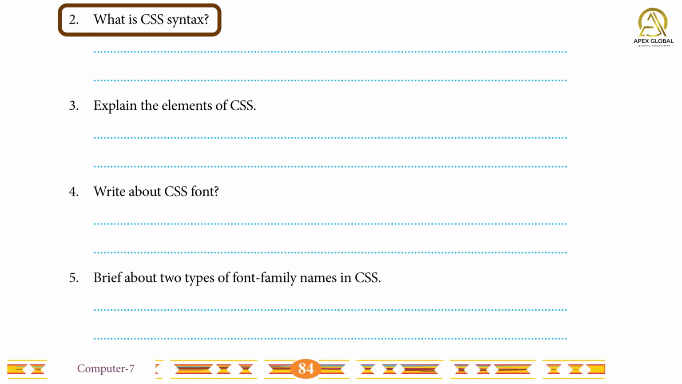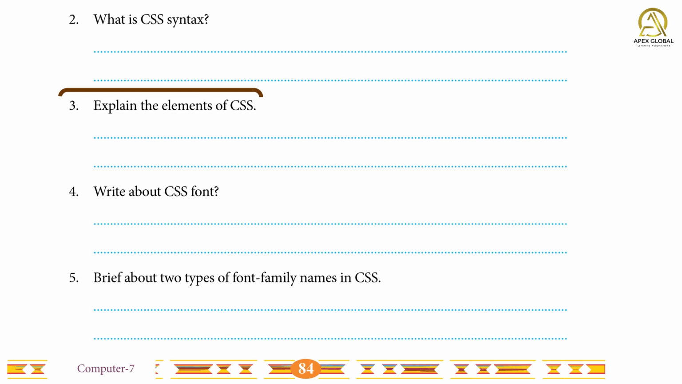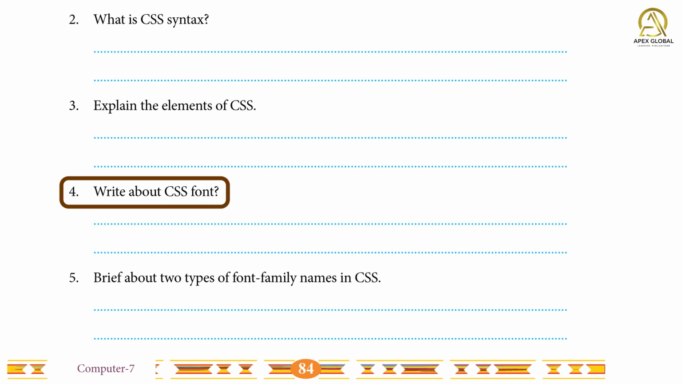2. What is CSS syntax? Answer: Like all other languages, CSS has a syntax of its own. The syntax is a set of guidelines used when writing code in a certain language. Example: H1 color yellow, font size 11 pixels. 3. Explain the elements of CSS. Answer. A CSS code consists of 3 important elements: selector, property, and value. With the help of CSS font, the text font style can be altered.